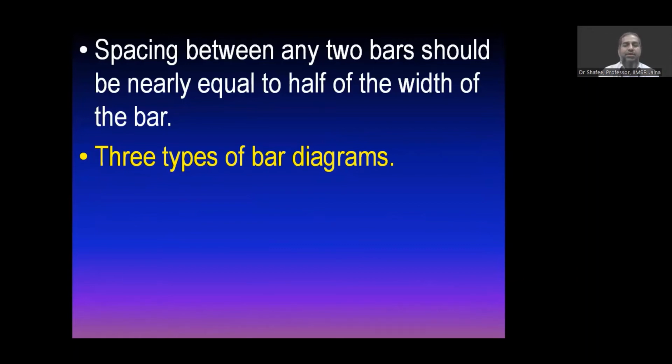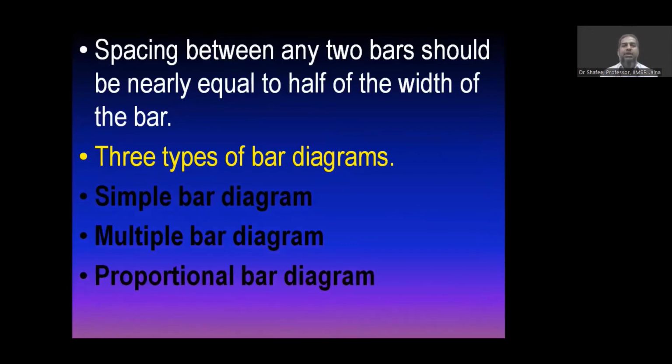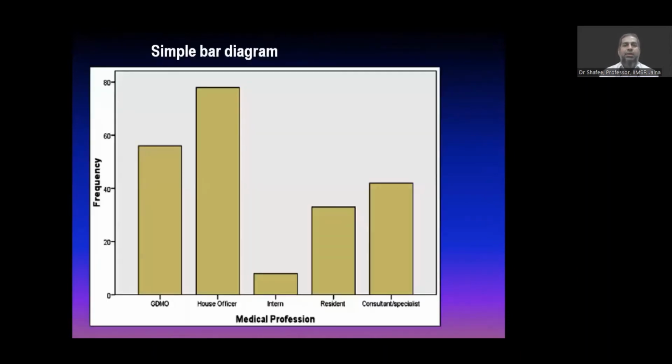There are three types of bar diagrams. Number one is simple bar diagram, number two is multiple bar diagram, and number three is the component or proportional bar diagram. So this is the example of the simple bar diagram. Here you can see that there is an equal group interval.